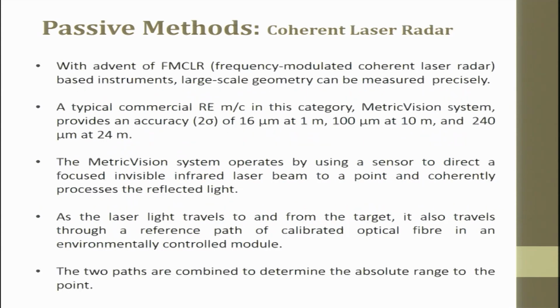With the advent of frequency modulated coherent laser radar based instruments, large scale geometries can be measured precisely. A typical commercial reverse engineering machine in this category is the Metric Vision system, which provides accuracy up to 16 microns. As the laser light travels to and from the target, it also travels through the reference path of a captured optical fiber in an environmentally controlled mode. The two paths are combined to determine the absolute range to the point.